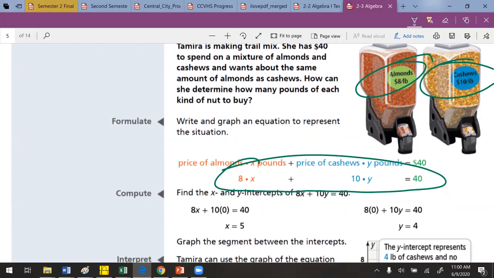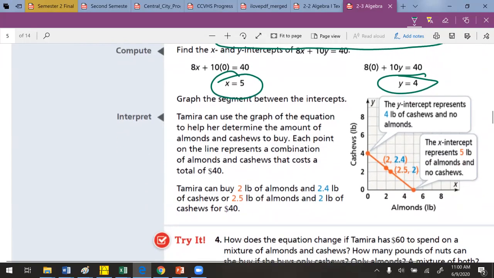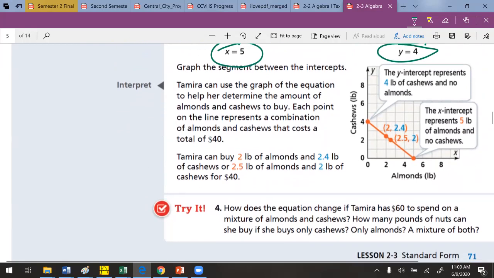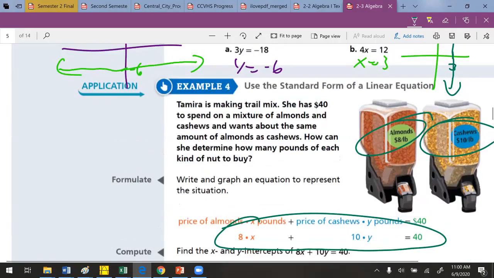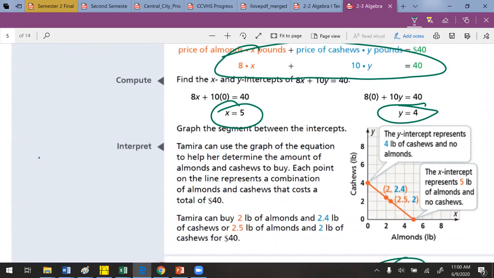She can buy 5 pounds of almonds if she doesn't want to buy any cashews, or she can buy 4 pounds of cashews if she does not want to have any almonds. That's simple, okay? It is that simple. And anything around it, she can basically do the same thing, okay? Now, how does the equation change if Tamira has 60 bucks to spend, okay? So it's 8x plus 10y equals 60. Let's do it here real quick. 8x plus 10y equals 60.